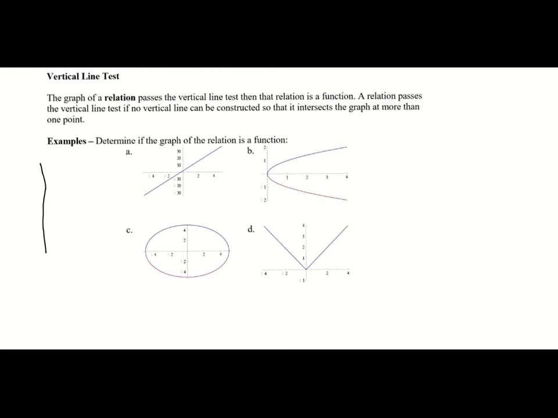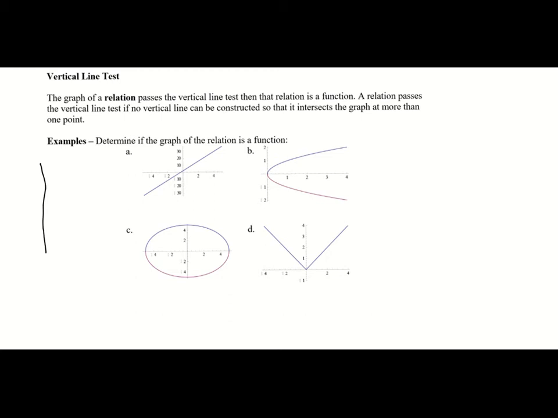It's a little bit straighter than mine, but if the graph of a relation passes the vertical line test, then the relation is a function. So a relation passes the vertical line test if no vertical line can be constructed so that it intersects the graph at more than one point.